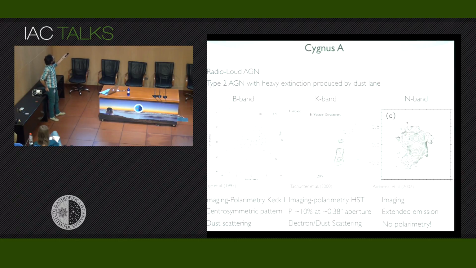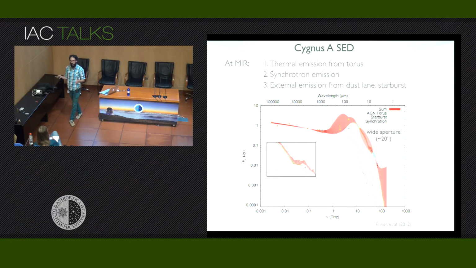Tadhunter et al. suggest that the central source is dominated by scattering. And then we have N band imaging by James Radomski with Gemini, I think. There is no polarimetry at all, but it shows a point source with some extended emission in the direction of the ionization cones. We wanted to know what is going on in the mid-infrared, and we went to the literature, and Privon et al.